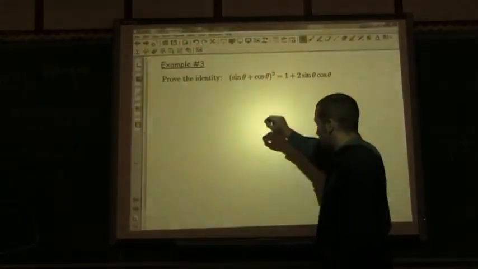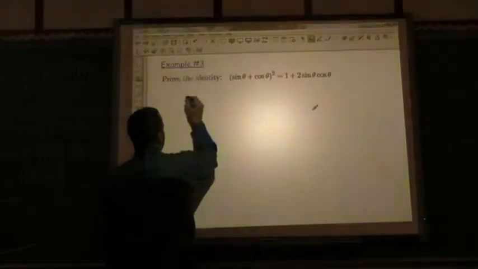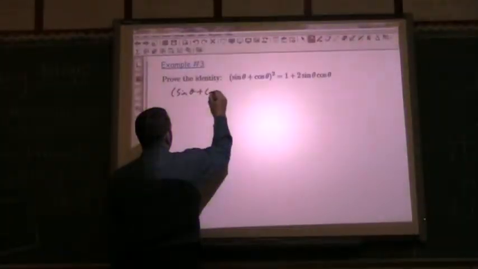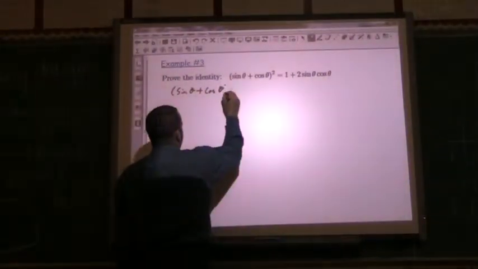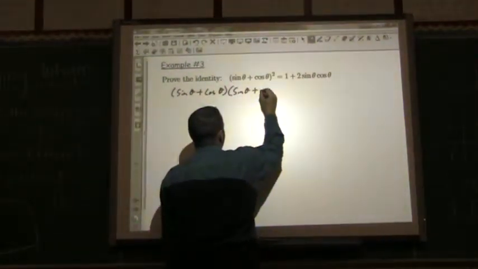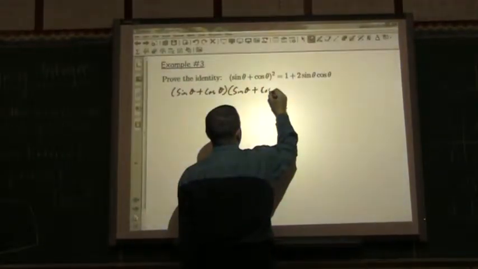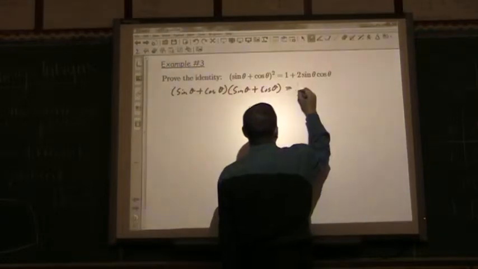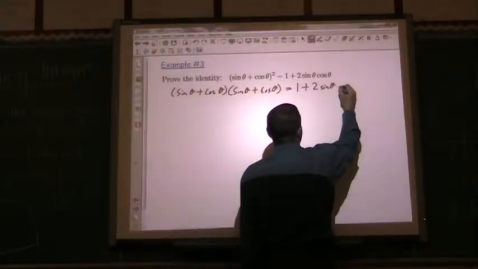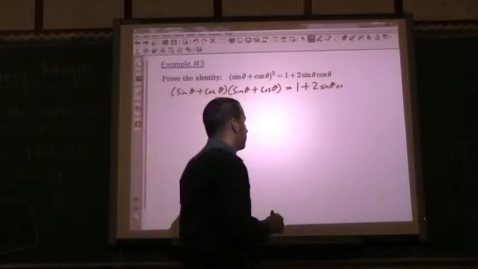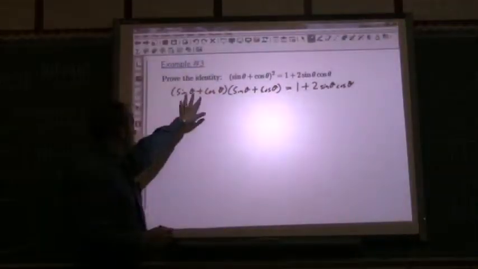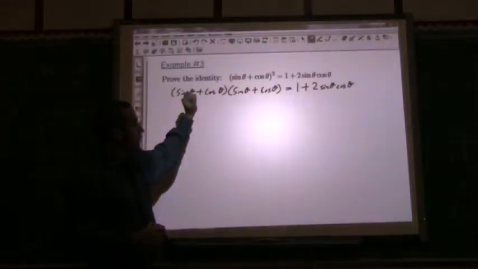And I can expand this. So if I expand that, I've got sine theta plus cos theta. And this is the whole thing squared, which means it's times itself. And equals my 1 plus. So now you got this one here, you use FOIL to expand it out.